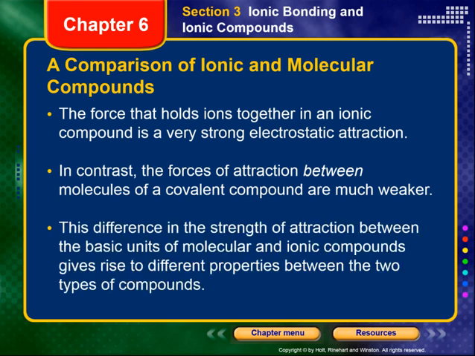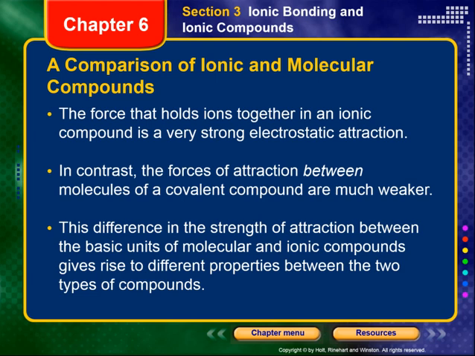So now we have to compare the properties of ionic and molecular compounds. The force that holds ions together in an ionic compound is a very strong electrostatic attraction because they're whole charges. In contrast, the forces of attraction between molecules in a covalent compound are much weaker. And that makes sense because in an ionic compound, we have whole charges attracting one another, and that's quite a bit of electrostatic attraction. And if you're thinking in a covalent bond, there's still a whole charge and an electron being attracted by many whole charges in the nucleus of the bonded atom.